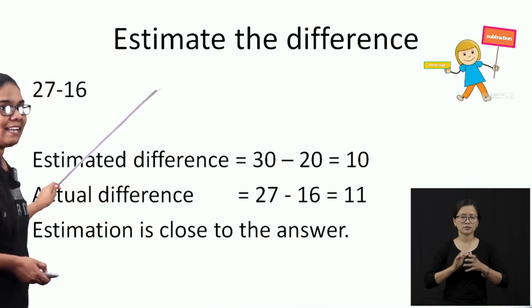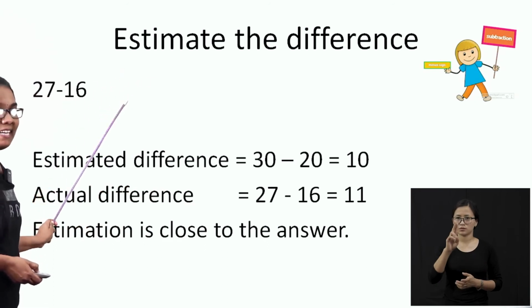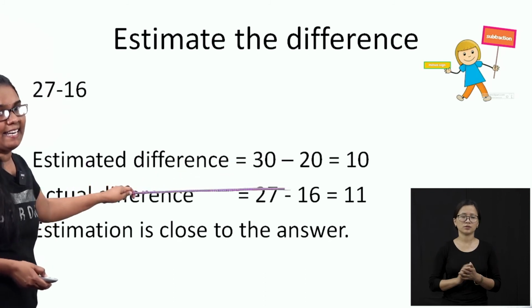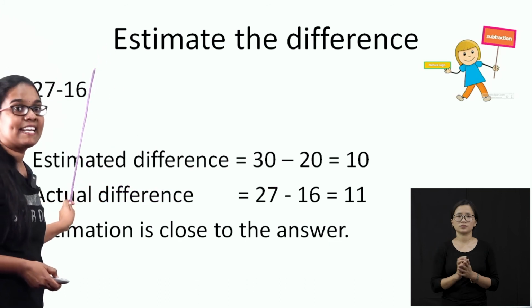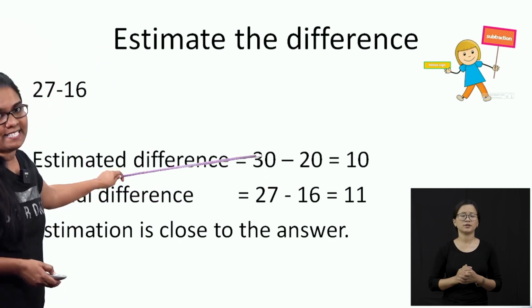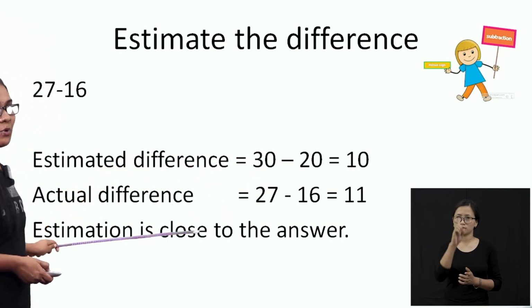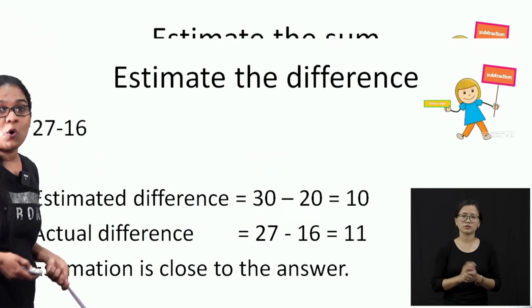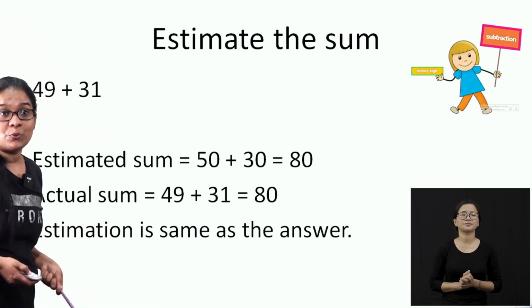Then here we can see one more example, 27 minus 16. Here the estimated difference is 10. 27 we can estimate as 30 and 16 we can estimate as 20. 30 minus 20 is equal to 10. The actual difference is 11. So estimation is always close to the answer.